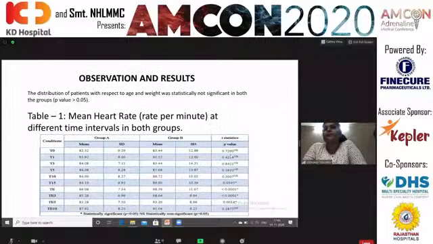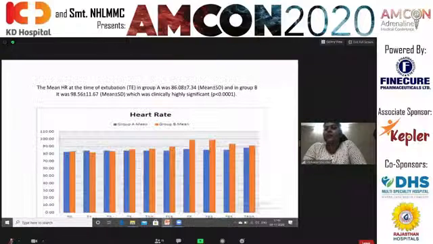Next, please. Observation and result. The distribution of the patients with respect to age and weight was statistically not significant in both the groups. Table shows the mean heart rate at the different time intervals in both the groups. From the graph, we can see that the mean heart rate at the time of extubation in group A and group B had highly significant differences.